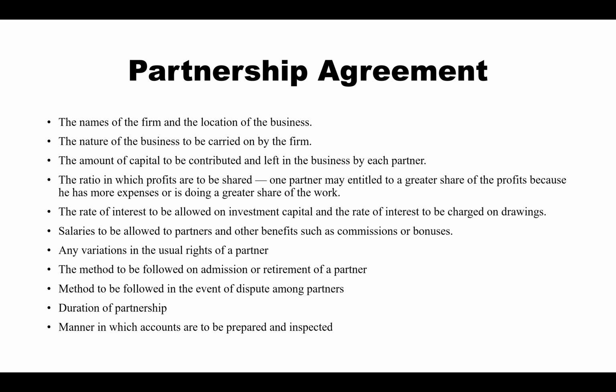Salaries to be allowed to partners and other benefits such as commissions or bonuses. And you also have any variations in the rights for partners. You have the method to be followed on admission or retirement of a partner. A method to be followed in the event of dispute among partners. You also have the duration of the partnership, as well as the manner in which accounts are to be prepared and inspected. So those are the partnership agreements.